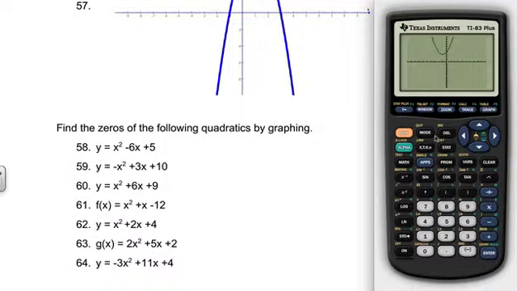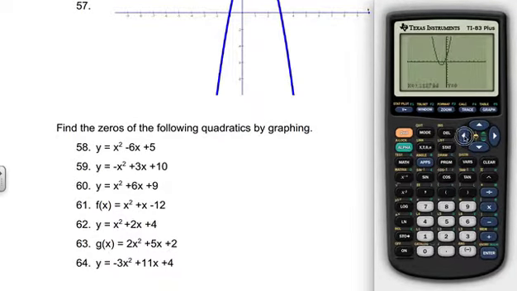Next up is number 63. 63, we've got 2x squared plus 5x plus 2. Alright, I'll hit zoom 6 on that. It's kind of hard to tell what those are, so I'm going to make a zoom again. This time I'm going to do a zoom box, number 1.